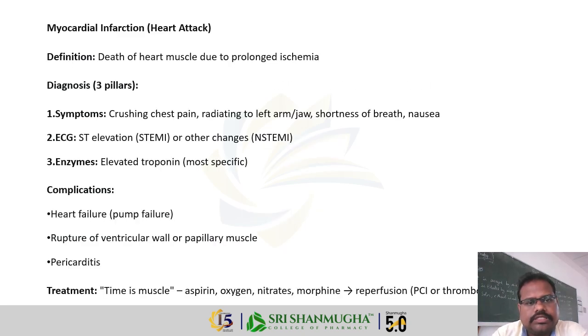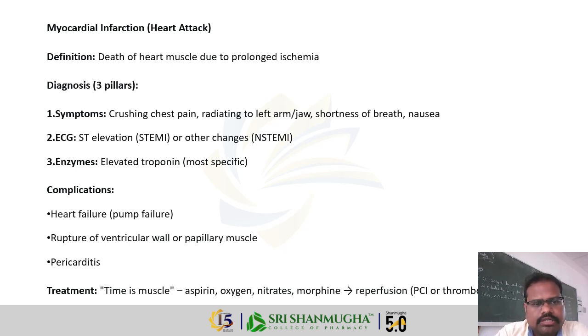Going into the second, that is myocardial infarction. What is the definition? Death of heart muscle due to prolonged ischemia. Ischemia generally refers to getting a low level of oxygen in any part of the heart. Ischemia refers to a limited supply of oxygen and blood to any part of the heart. That is called ischemia.